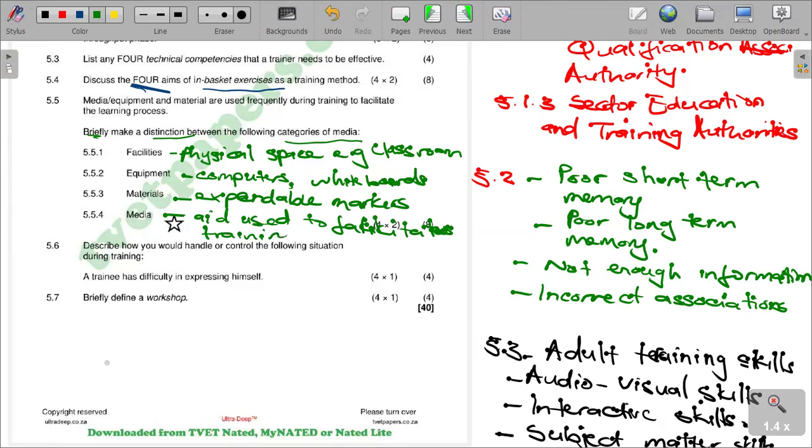That's what we call media, right? So we have aids like charts, diagrams, pictures. Those are what we call media.